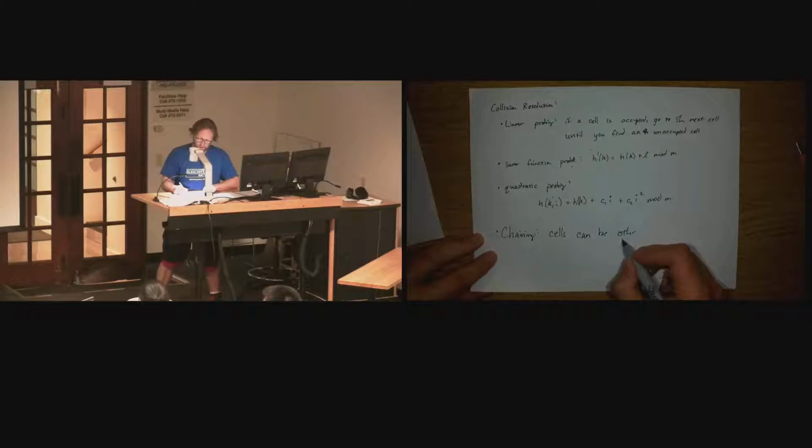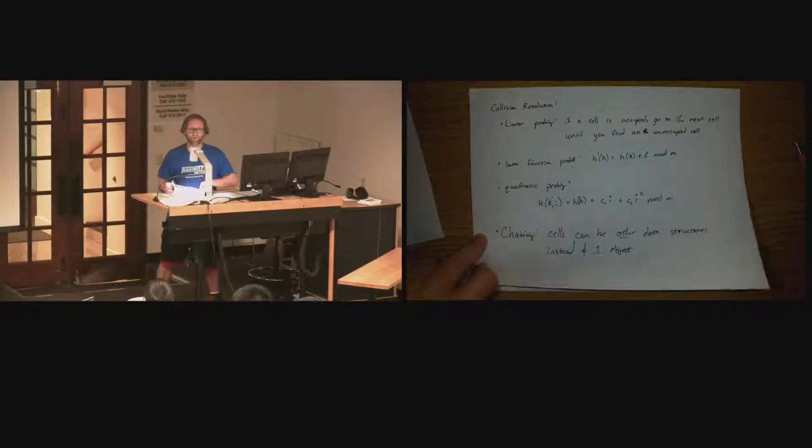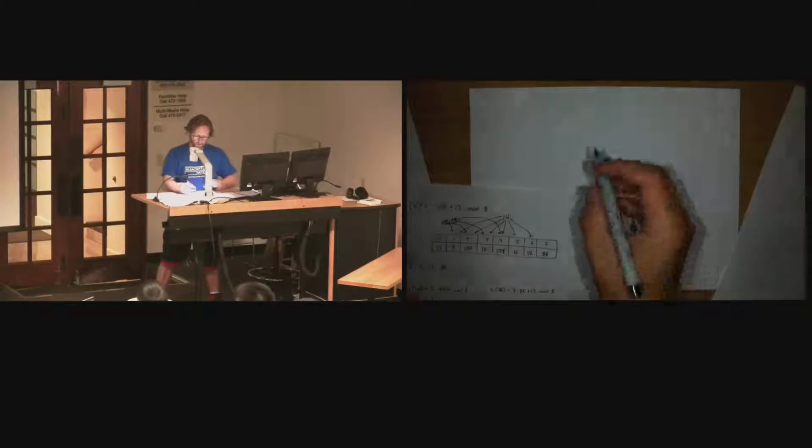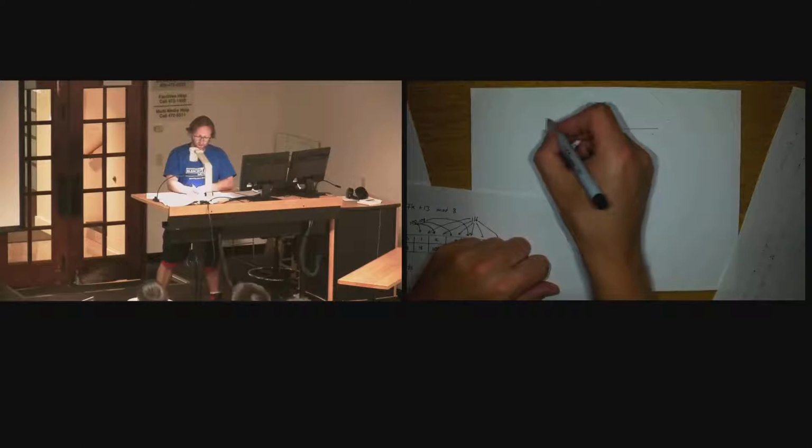Alternatively, what you could do is chaining. Right? Cells can be other data structures instead of one object. All right? So, for example, they could be linked lists. Let's go back to our example, right? And let's rewrite it really quick because I don't want to rehash everything.